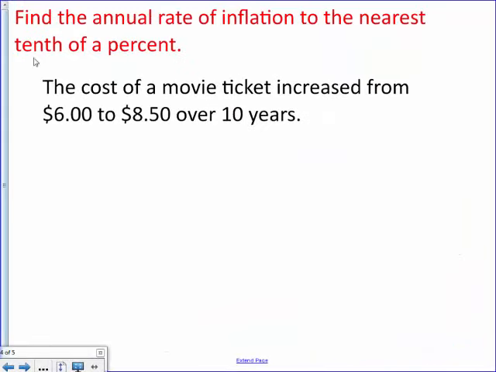All right, just a couple story problems here. It says, find the annual rate of inflation to the nearest 1/10 of a percent. So we got a cost of movie ticket increase from $6 to $8.50 over 10 years. We're going to find that percent rate of inflation. So first of all, we have to remember our exponential equation right here. A times b to the x. So our new value is 8.50. That goes in for the y.